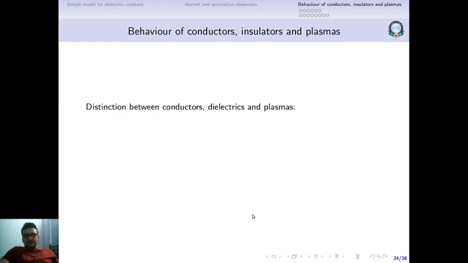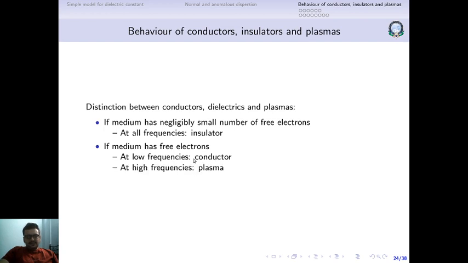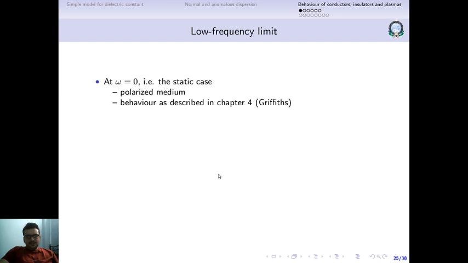Okay, so now coming to the behavior of conductors, insulators and plasmas. We'll start with the distinction and then we'll look at it in more detail. If the medium has a negligibly small number of free electrons, then at all frequencies it will behave as an insulator. On the other hand, if it has an appreciable amount of free electrons, then at low frequencies it will behave as a conductor, and at high frequencies it will behave as a plasma.